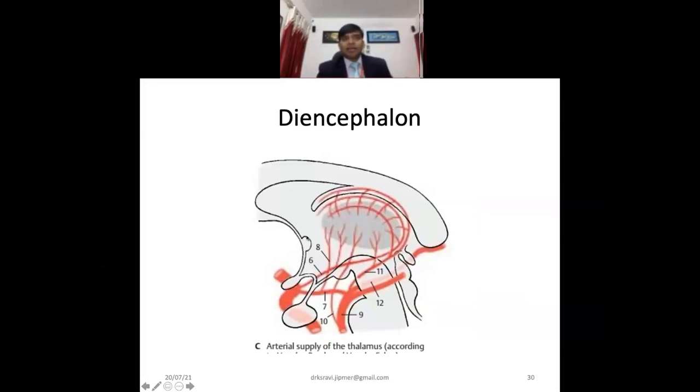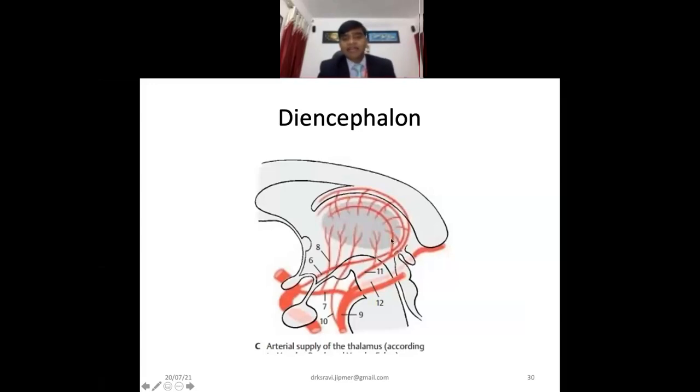Now we will see the blood supply of the different areas. Over here, the diencephalon consists of different parts: we have the thalamus, the hypothalamus, the subthalamus, and the epithalamus. Over here you can appreciate the different arteries. If you can appreciate this C6, this is the anterior choroidal artery, which basically supplies the hippocampus. Apart from the hippocampus, it will also supply the amygdaloid body. This anterior choroidal artery is a branch from the internal carotid artery. So it supplies the hippocampus, the amygdaloid body, and apart from that, it also supplies parts of the pallidum and the thalamus.